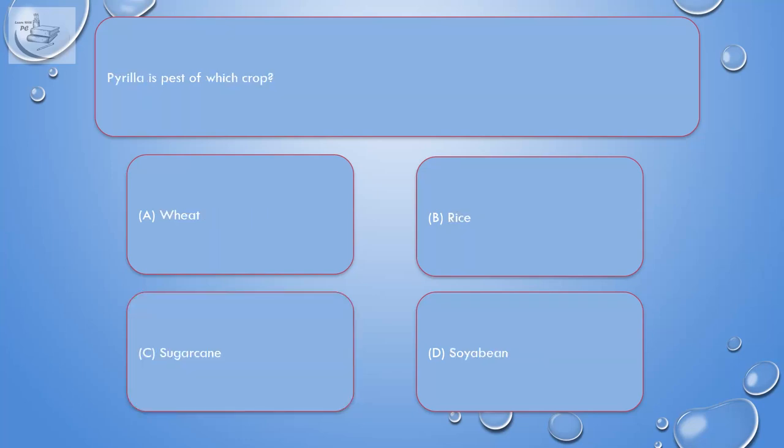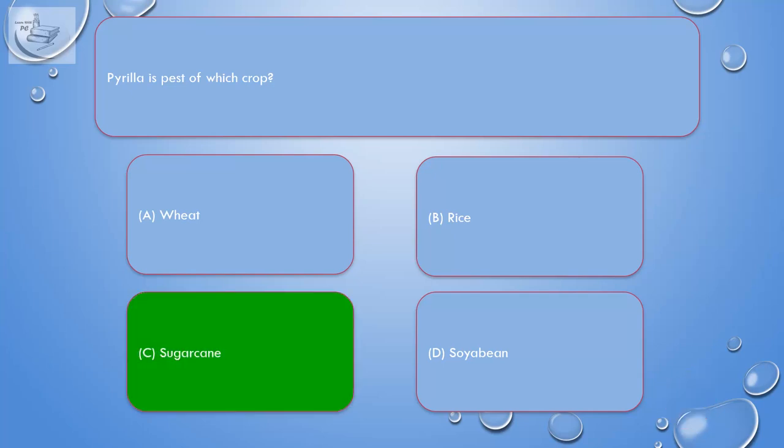Question: pyrilla is pest of which crop? A. Wheat. B. Rice. C. Sugarcane. D. Soybean. Correct answer is C. Sugarcane.